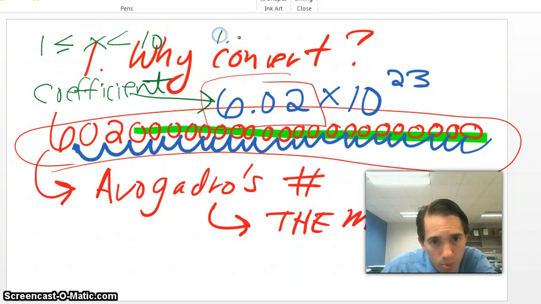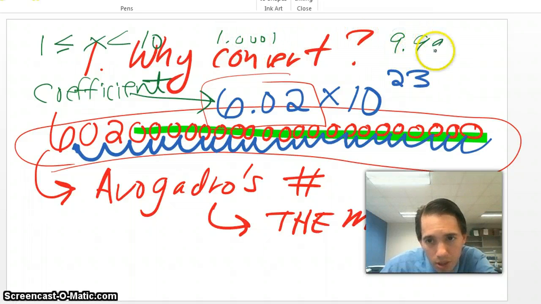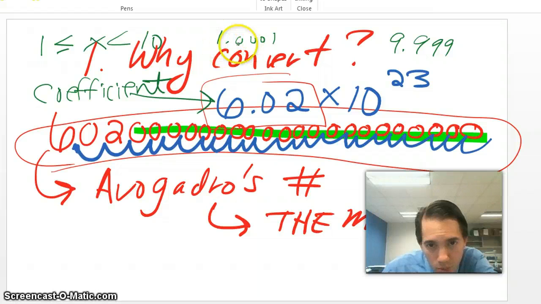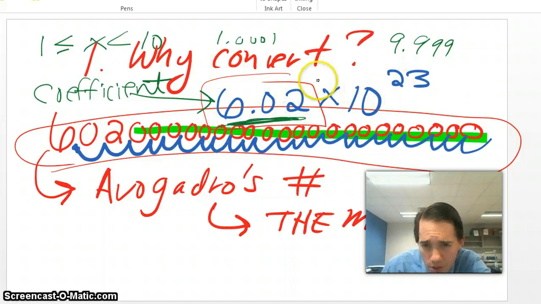So it could be 1.0001. It could be 9.999. It could be equal to 1. It cannot be equal to 10. So this number 6.02 is between the number 1 and the number 10. It's less than 10 and greater than 1, and that's what we want to have right here. So this is correct scientific notation or exponential notation.